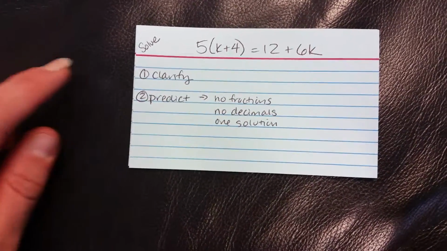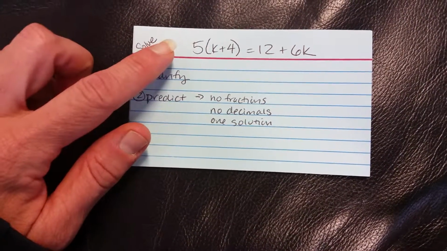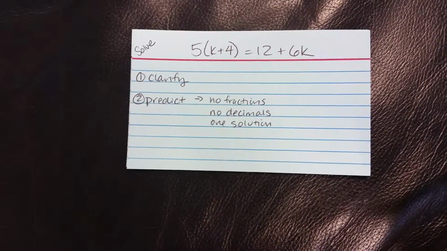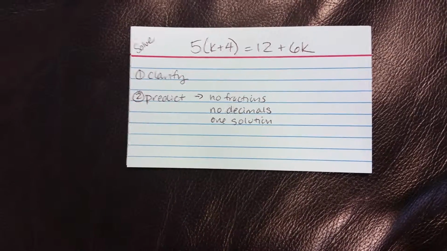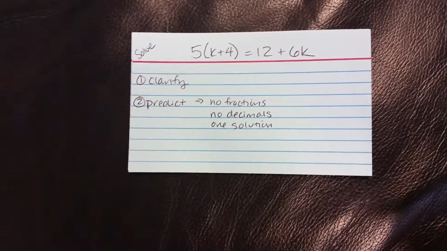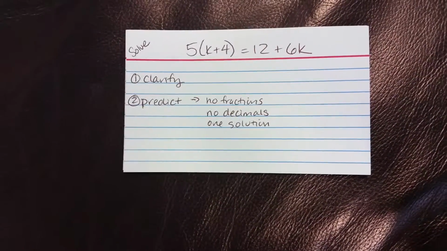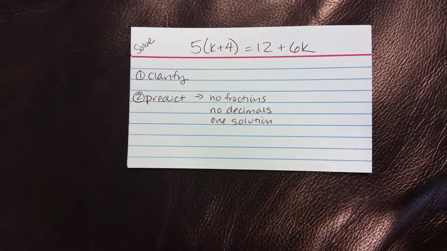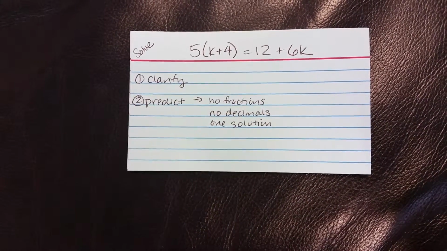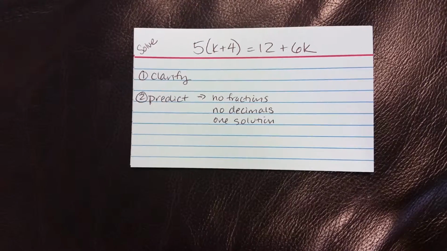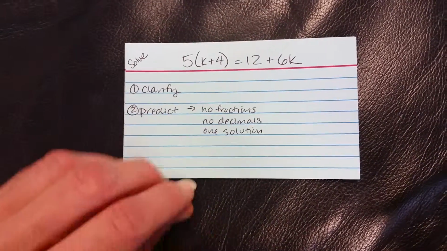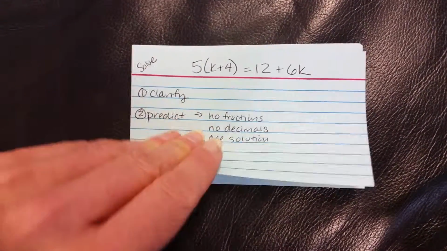I can make predictions on this answer based on the problem. Like, there's no decimals in it, there's no fractions in it, so I'm thinking that I might get a whole number. I'm thinking initially I'm going to get one answer, anything like that. And this could be transferred to other types of problems.